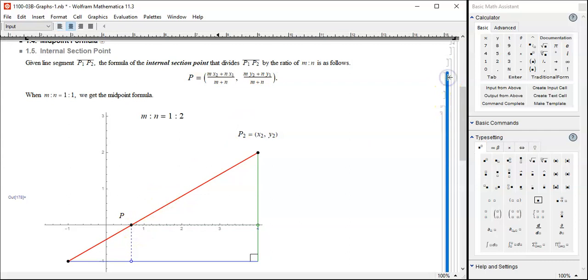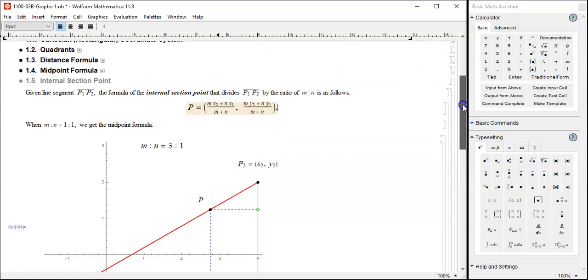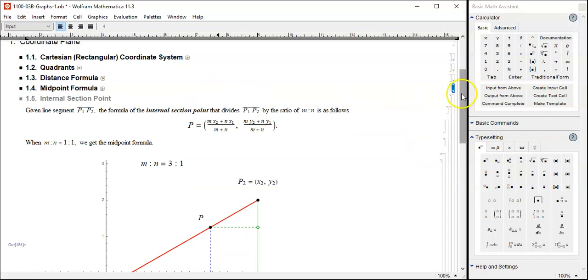This program is randomized, so let's run it again. And this is 3 to 1, so that's 3 units versus 1 unit. Again, plug in m equals 3 and n equals 1. Run it, and then you're going to get the internal section point. By the way, if m and n are the same, 1 to 1, then this formula is identical to the midpoint formula. Because m plus n is 1 plus 1, that's 2, and in the numerator we have 1 and 1, so we have the midpoint formula directly. These are a little bit more general cases.